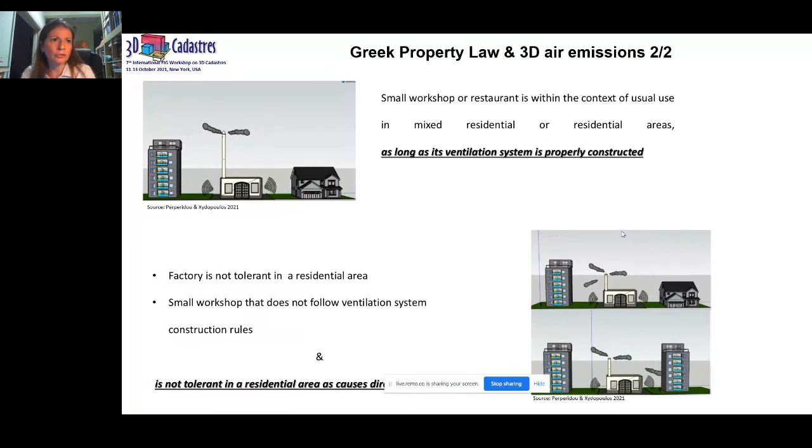On the other hand, a factory is not tolerated in an urban area because there is no way its usual use will not affect the usual use of the residential buildings. And a small workshop that does not comply with the regulations on construction and ventilation systems is not tolerated within the urban area where it is developed. According to Greek property law, the neighboring owner affected by this misuse can take action against it.